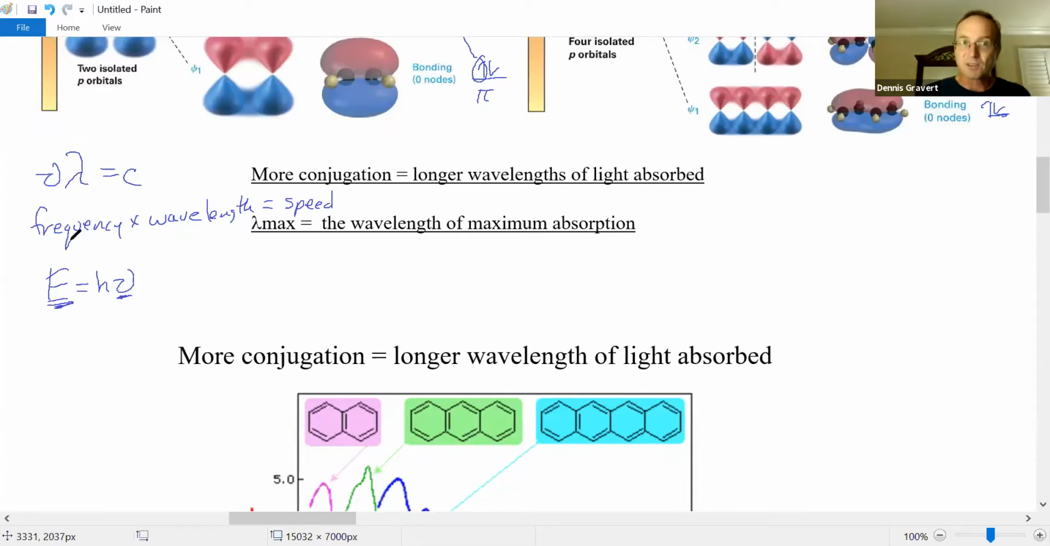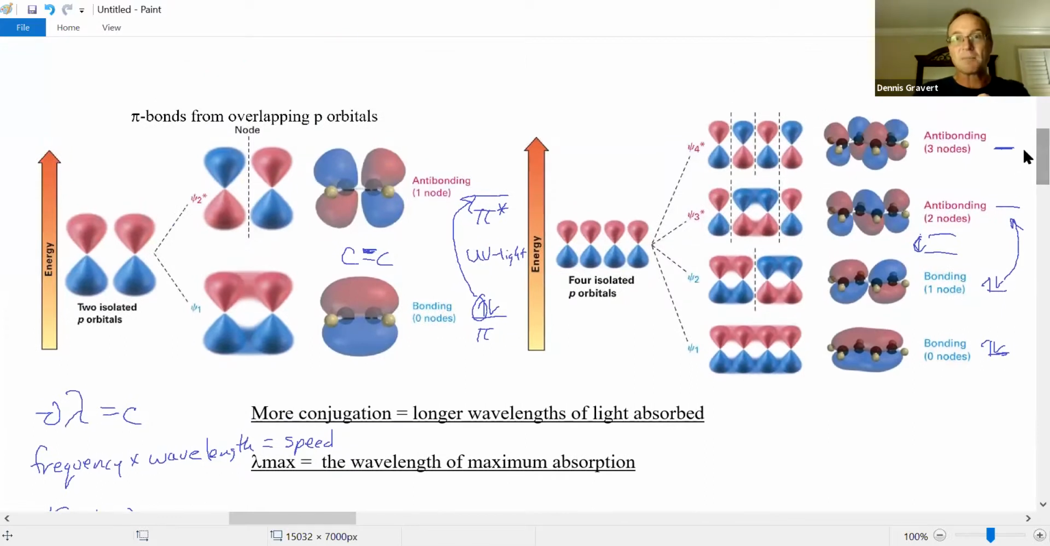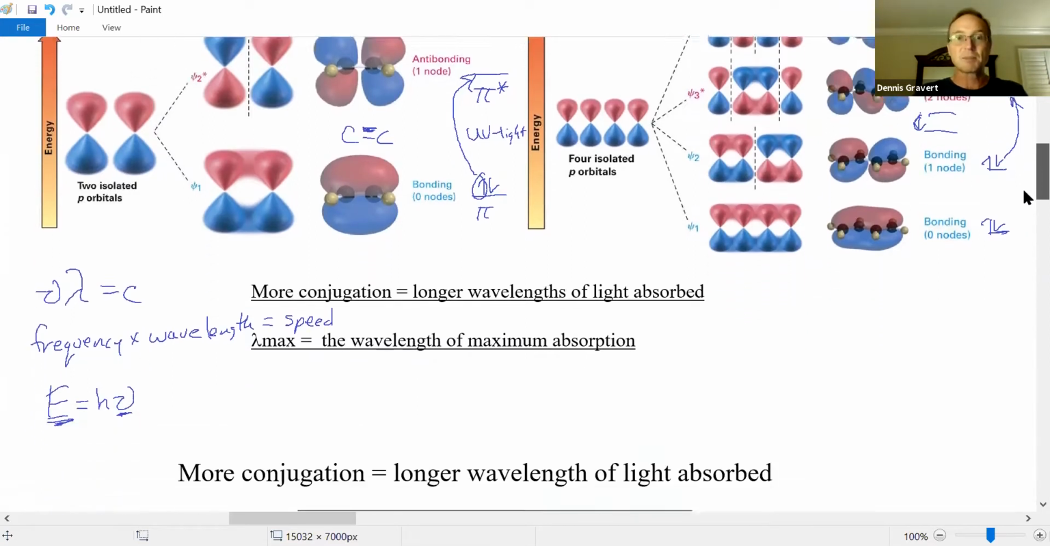A low frequency would be a long wavelength, and that's what we're looking at. The pi bonds come in with a big gap, but if you conjugate them, get them repeating, you can create more molecular orbitals that then have a smaller gap, lower energy, longer wavelengths. And now you can get into the visible light spectrum.